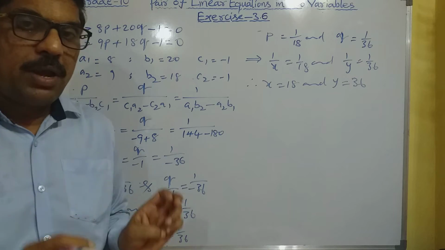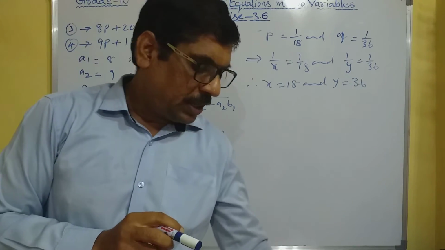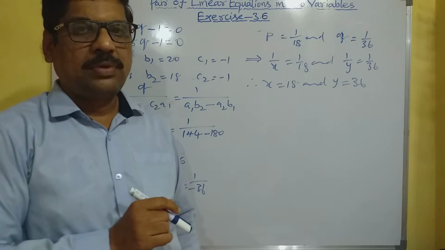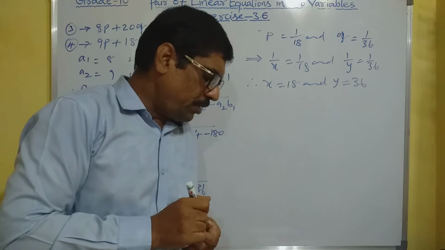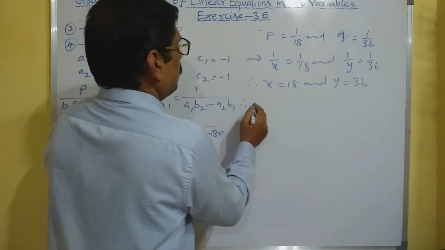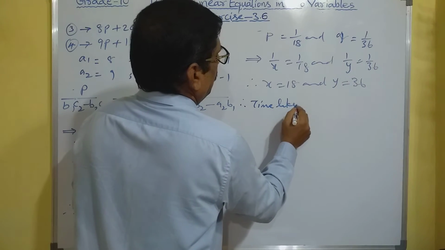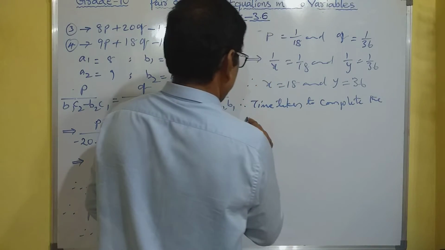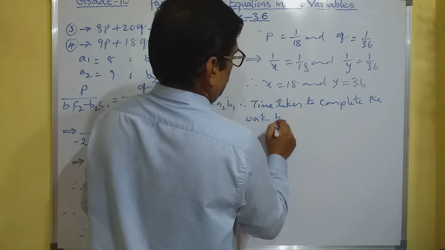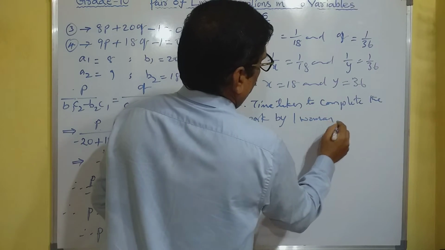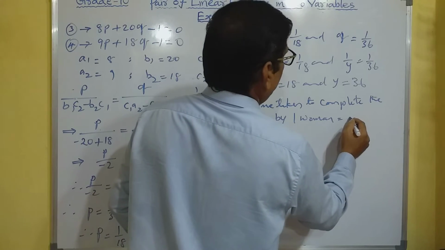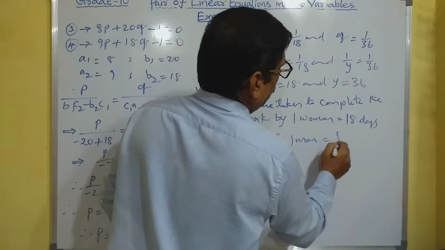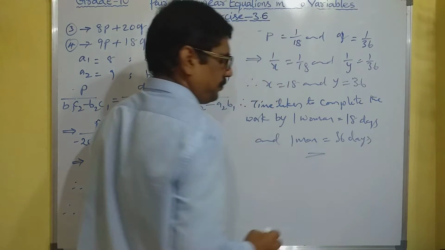Therefore, the time taken by one woman to complete the work is 18 days and one man is 36 days. Okay. So, therefore, the time taken to complete the work by one woman is equal to x, 18 days, and one man is equal to 36 days.